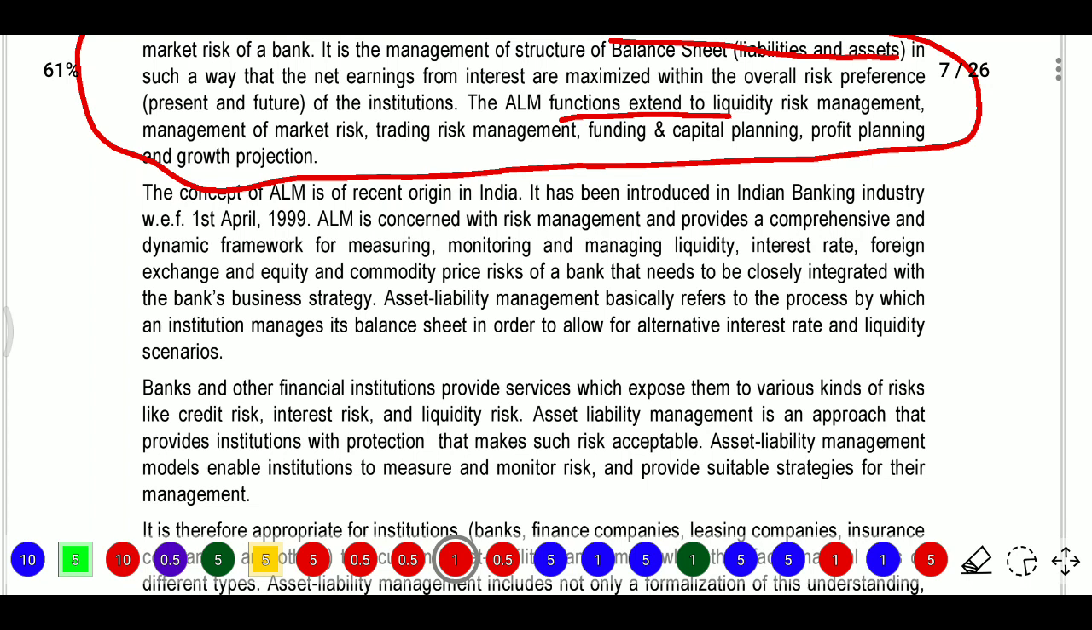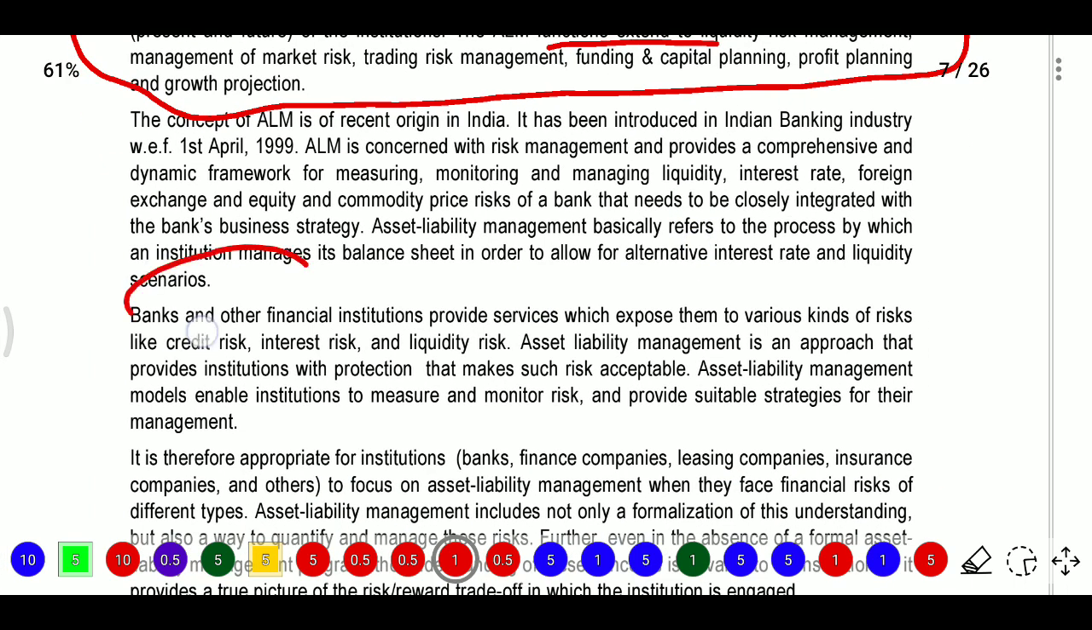It is risk management and provides a comprehensive and dynamic framework for measuring, monitoring and managing liquidity risk for banks and other financial institutions providing services, which have different kinds of risks. There may be credit risk, interest risk or liquidity risk. So asset liability management is an approach that provides institutions with protection that makes such risk acceptable. The ALM model enables institutions to measure and monitor risk and provides suitable strategies for their management.